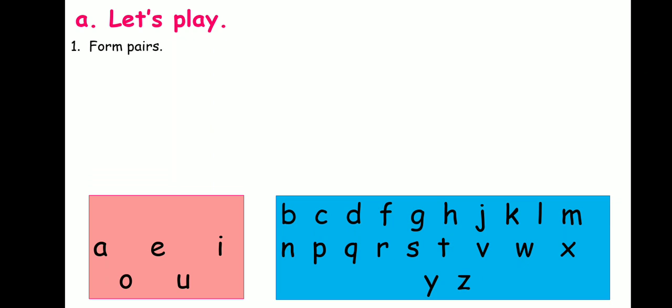First, you're going to form pairs. Now, children, since you are at home, you are going to pair yourself with any one of your family members. Maybe your sister, your mother, your brother, father, or any grandparent. A pair means two together. So here we have a pair. So this is the first thing you're going to do.